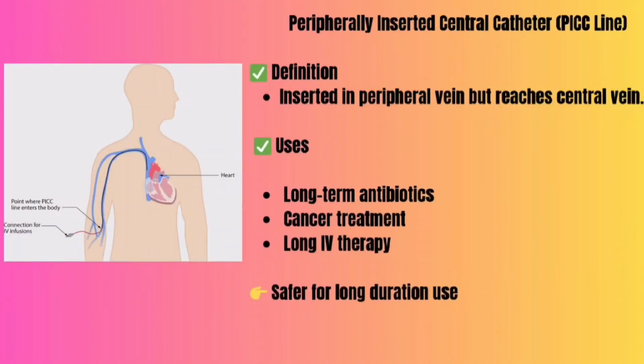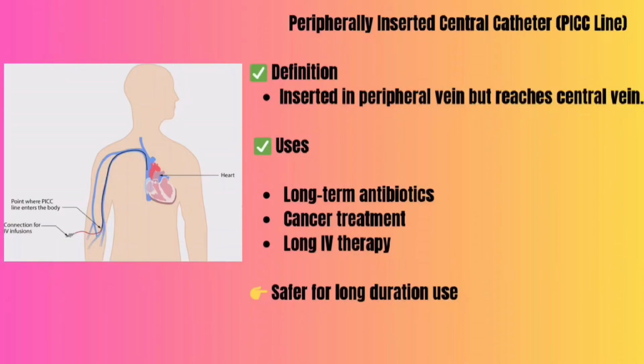Next is the peripherally inserted central catheter, or in short form PICC line. What is the definition? It is inserted in a peripheral vein but reaches the central vein. As you can see in the diagram, when we insert the catheter, it goes through the peripheral vein but reaches the central vein. Mostly this PICC line is used for long-term antibiotics, cancer treatment and long-term IV therapy. It is safer for long duration use.